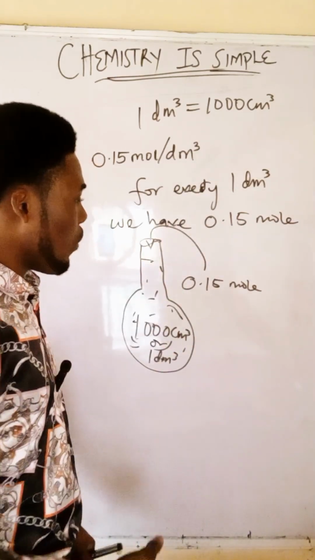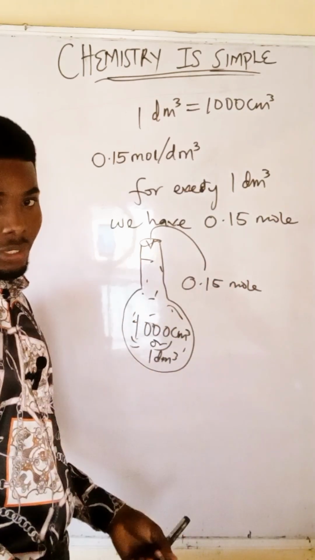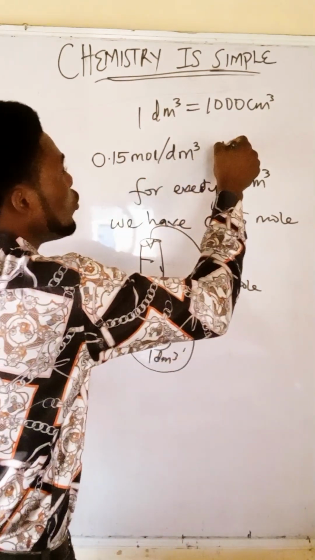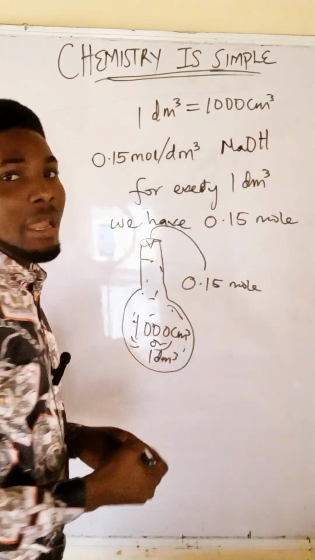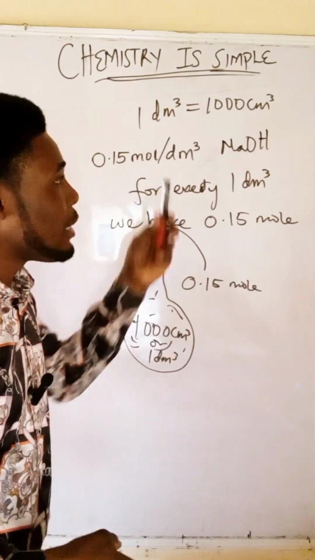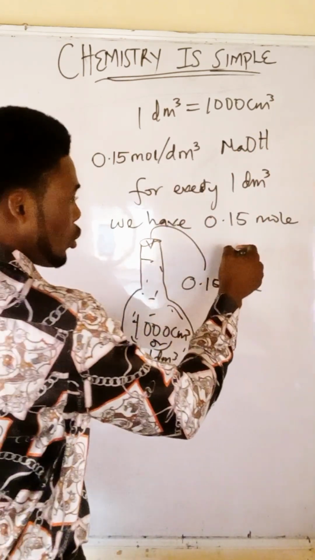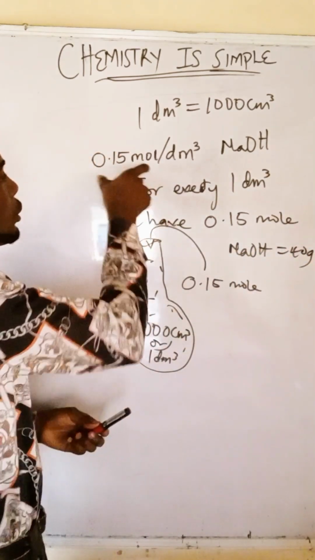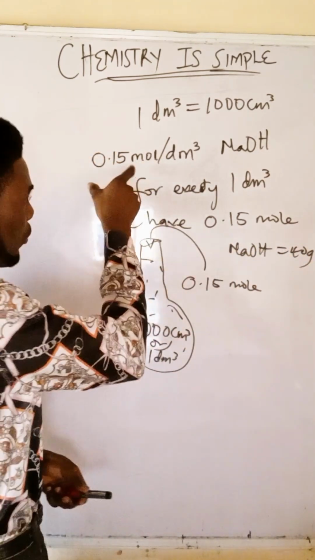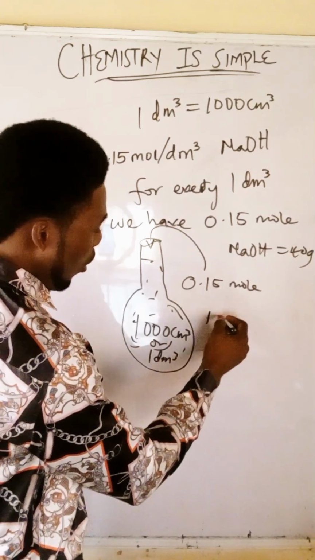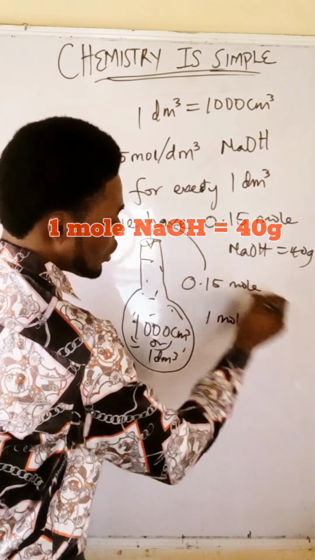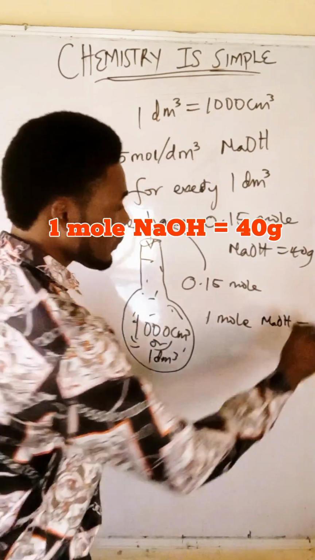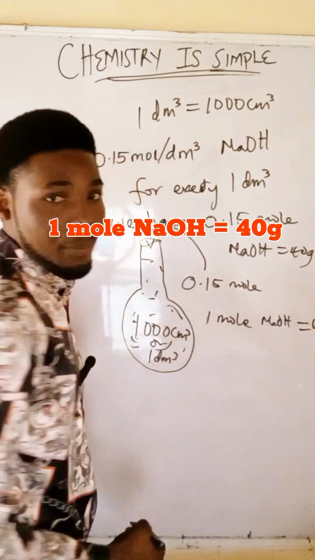Let's take, for example, the substance is sodium hydroxide. Let's take, for instance, sodium hydroxide, 0.1 mole per dm cube NaOH. Remember that the molar mass of sodium hydroxide is 40. Sodium hydroxide is 40 grams. And then we have 0.1 mole here. 1 mole of a substance of NaOH is equal to 40 grams.